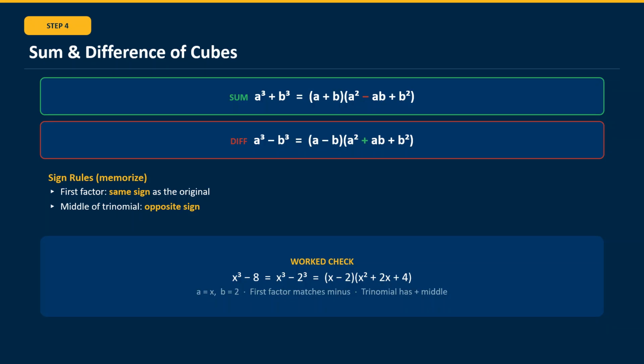A quick worked check. x cubed minus 8 equals x cubed minus 2 cubed. This is a difference of cubes with a equals x and b equals 2. The result is x minus 2 times x squared plus 2x plus 4. The first factor matches the minus sign, and the trinomial has a plus middle term with both squared parts positive.